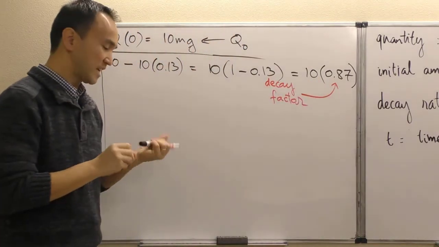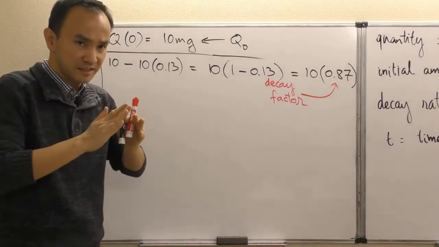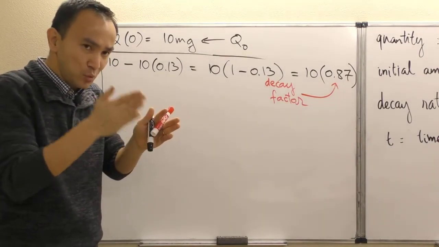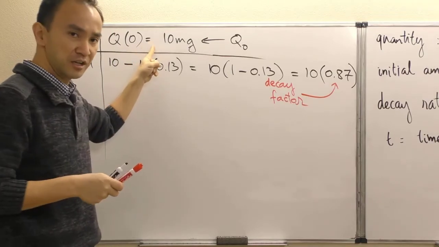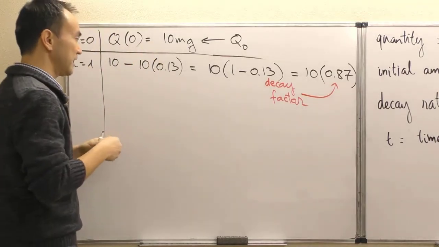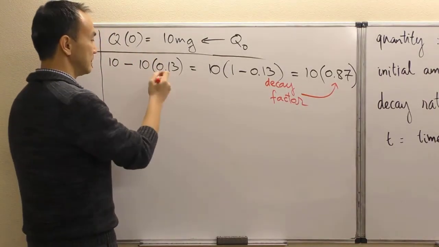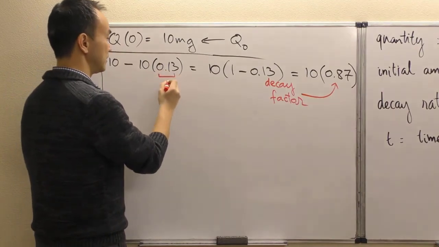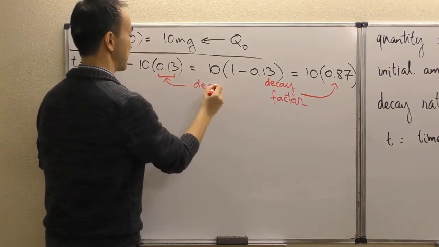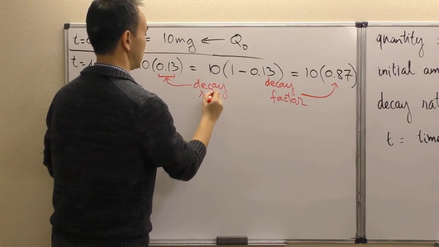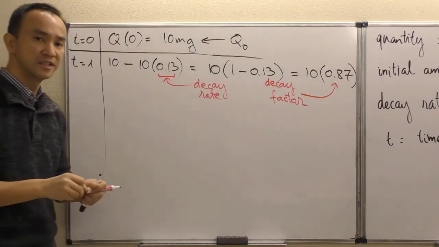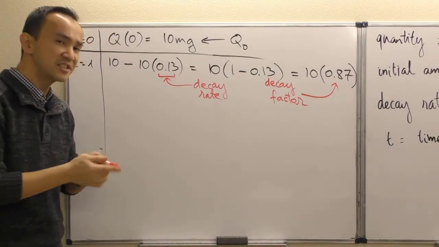So that's what's happening at the end of day 1, or basically that's what's happening exactly 1 day after the initial time. And yes, again, this right here is the decay rate. All right, so I'm making it clear. Decay rate and decay factor are slightly different.